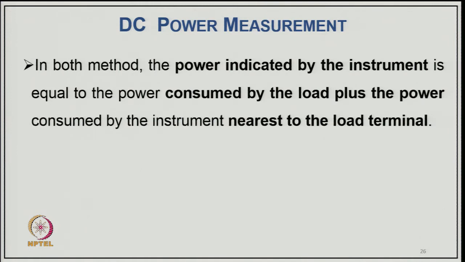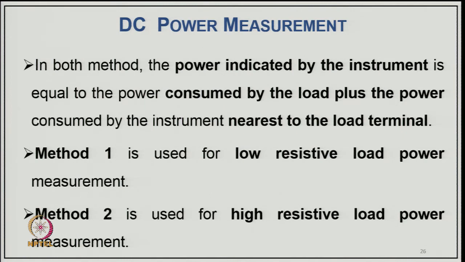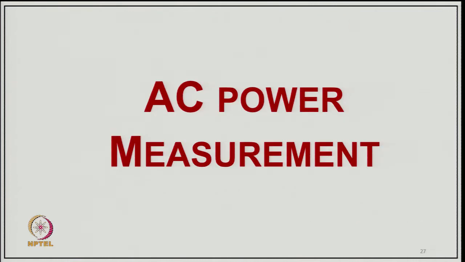So, in both methods, the power indicated by the instrument is equal to the power consumed by the load plus the power consumed by the instrument nearest to the load terminal, whether voltmeter or ammeter. Method 1 is used for low resistive load power measurement, and method 2 is used for high resistive load power measurement, because that will not cause the error to increase more than a particular limit.